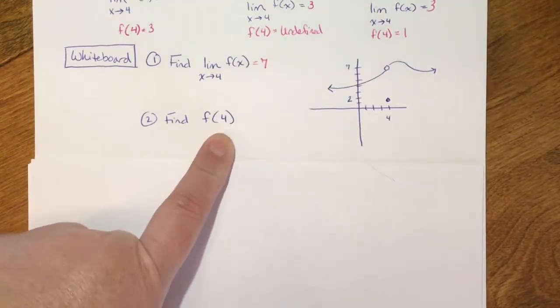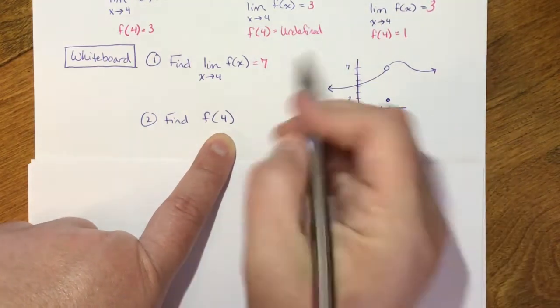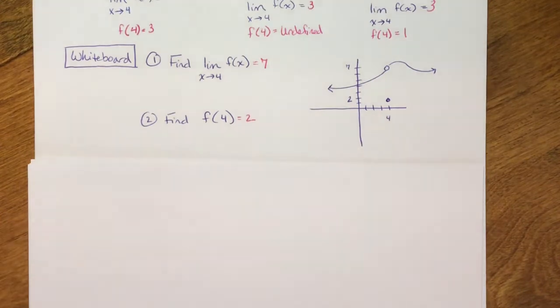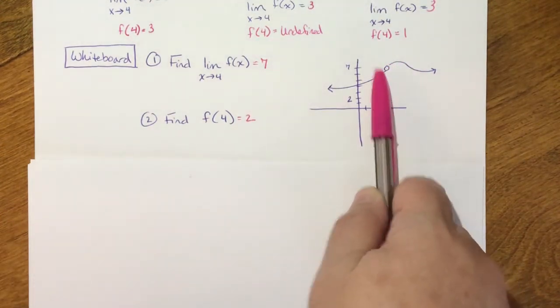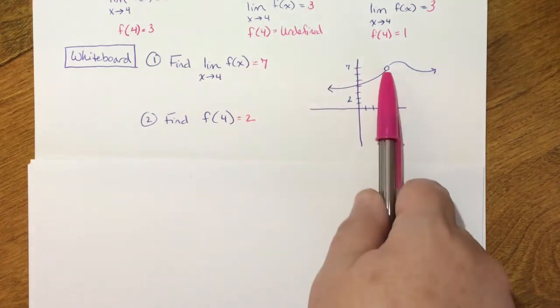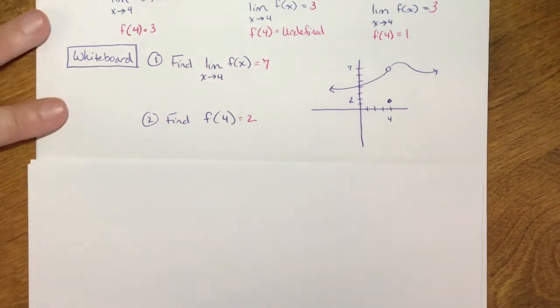How about f of 4? The actual value of my function at x equals 4, where I actually have a point, is down here at 2. So as x approaches 4, the limit is 7, but the function value is not the same thing as what my limit approaches. Again, that means it's not going to be continuous when we talk about that later, again, I think it's 11.3.